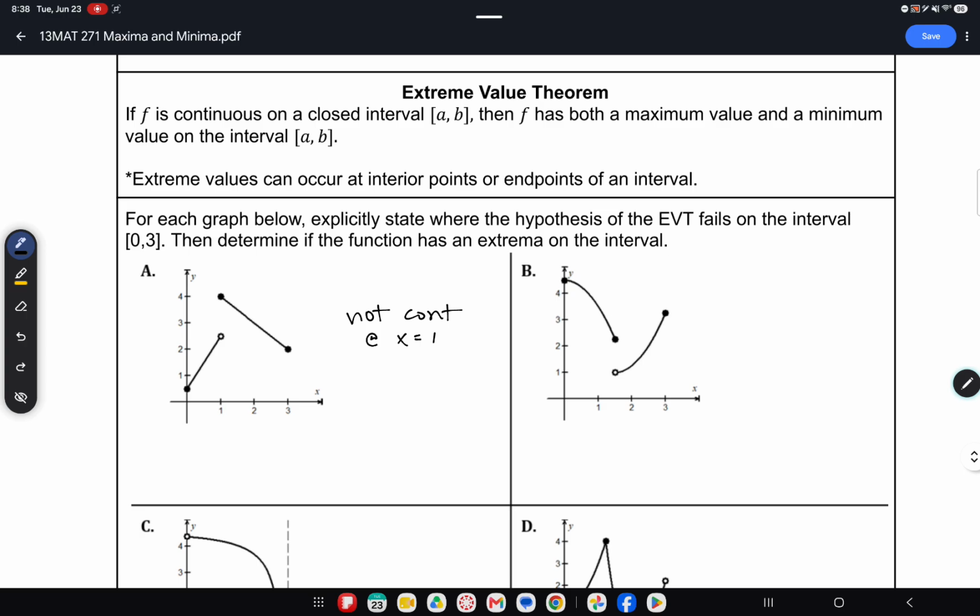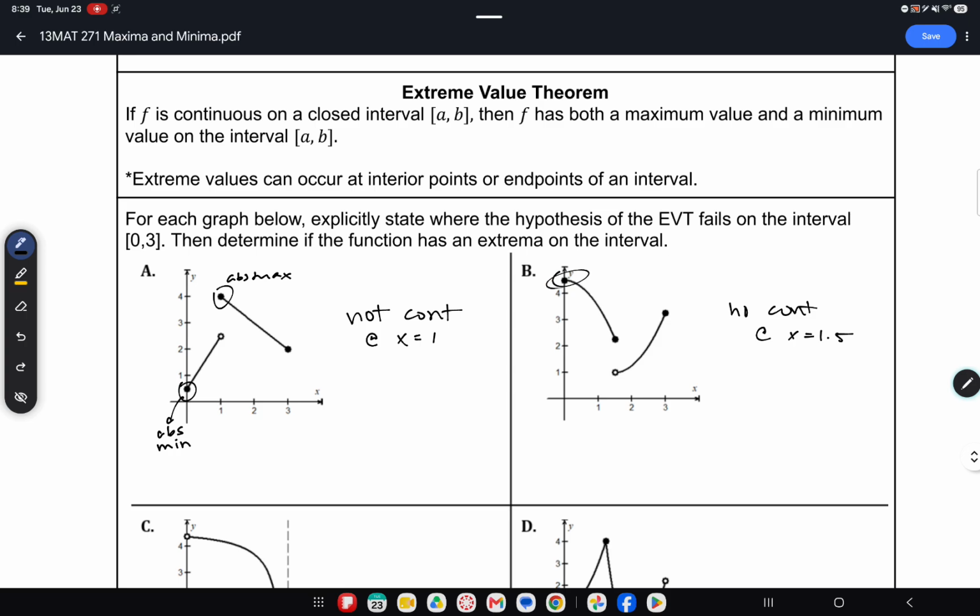And then do we have some extrema on here? Yeah, we have an absolute minimum. And then we have an absolute maximum here. Okay. Let's look at B. We're also not continuous at, well, it looks about 1.5, at x equals 1.5. So it fails there. But I would say we still have some extrema, right?